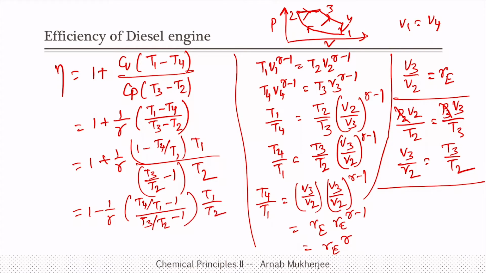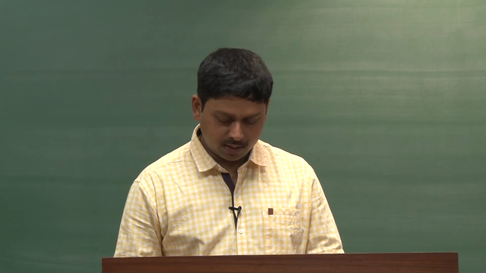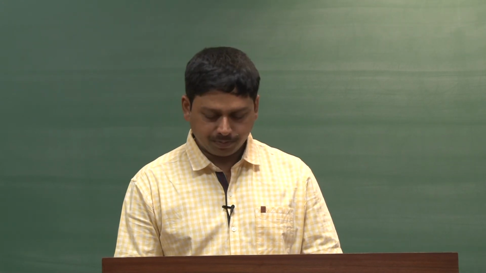Now, let us just put the values. 1 minus 1 by gamma, T4 by T1 is Re to the power gamma, you can see here, Re expansion ratio to the power gamma minus 1, and T3 by T2 is simply Re. So, Re minus 1, T1 by T2. So, this is the efficiency of a diesel engine, which of course depends on the expansion ratio as I said before, and also on the gamma.